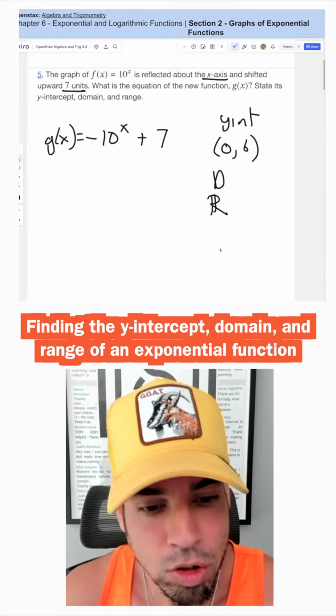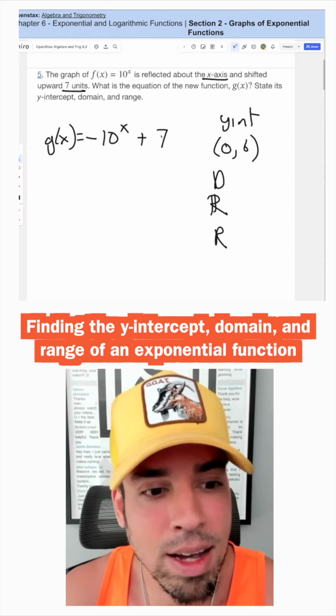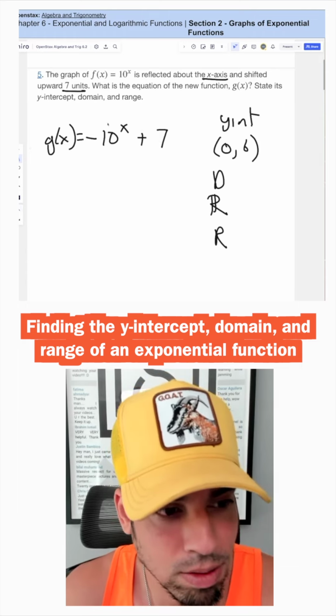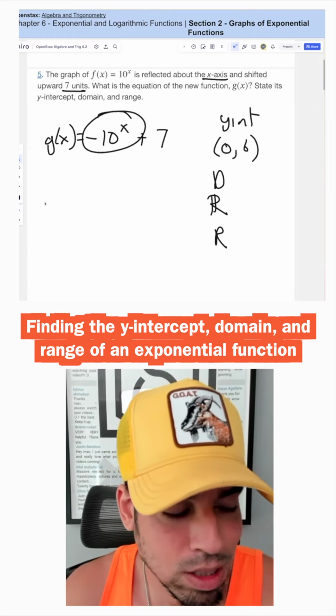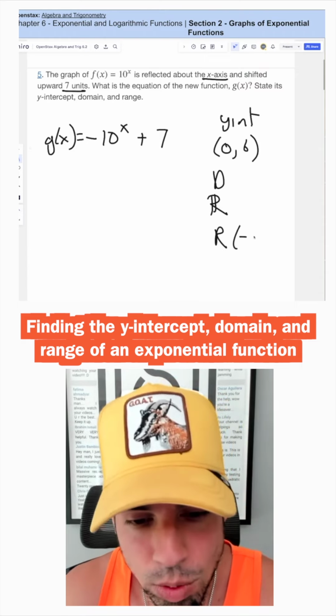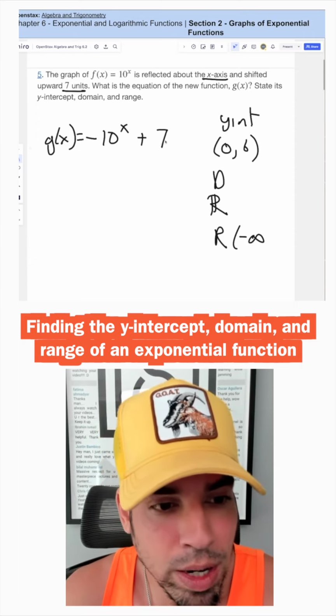There's no restriction there. So now we talk about the range, and the range is going as high as 7. 7 is the highest it's going to go because this value is always going to be negative. And so you can imagine when this thing is really, really big negative numbers plus 7, we're going as low as we want, aka we're starting at -infinity. And then we're going all the way up to 7.